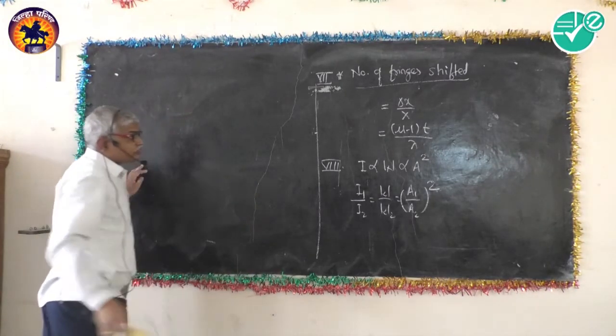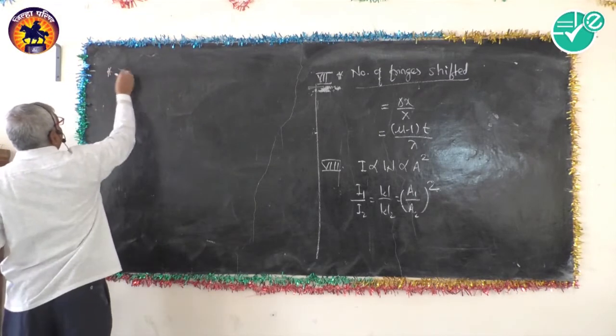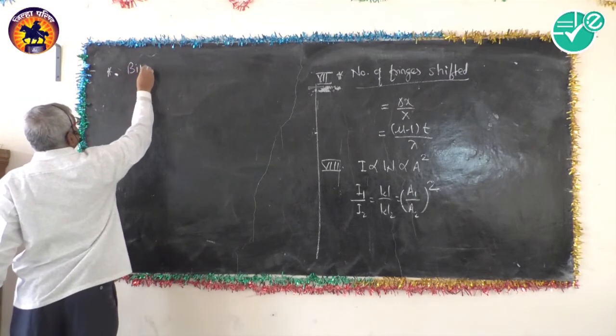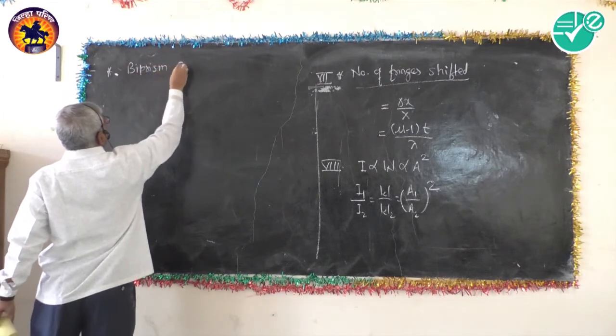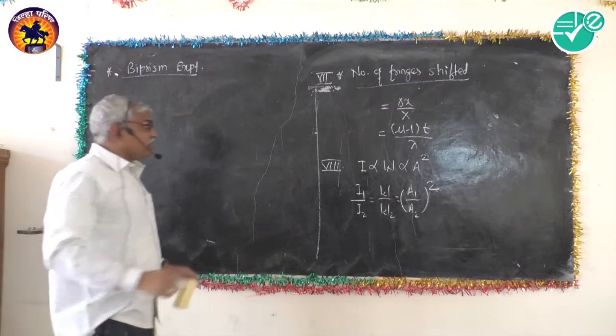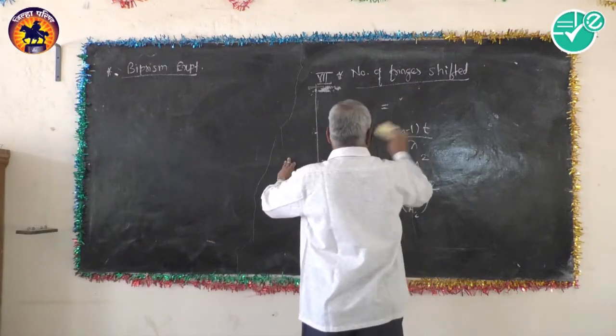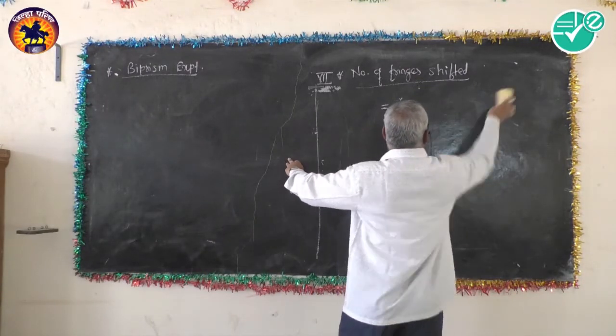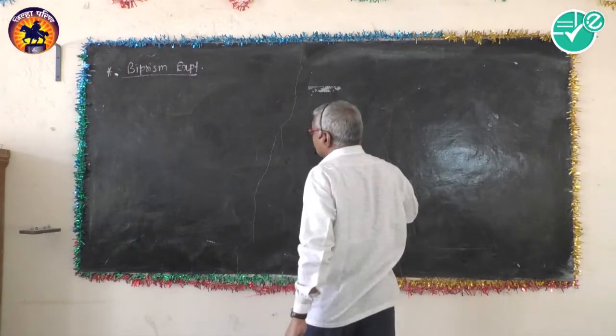Now, the last point for the interference is the biprism experiment. Let us describe in short the biprism experiment.